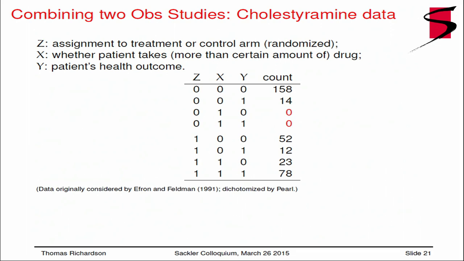So here, this is data from Pearl's book, or originally from Efron, where Z denotes the treatment arm or the control arm, and then X denotes compliance, which Pearl dichotomized. So this is again another little data set, but we can think about this conceptually as being two different observational studies. We've got one observational study for Z equals 0 and another for Z equals 1. Okay. And I should add, the reason we have these two zeros is because although people in the treatment arm might decline to actually take the pills that they're being given, nobody in the control arm has access to the pills.